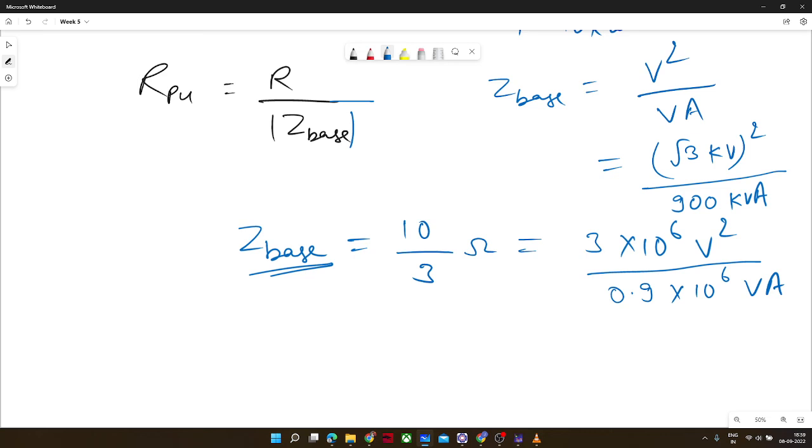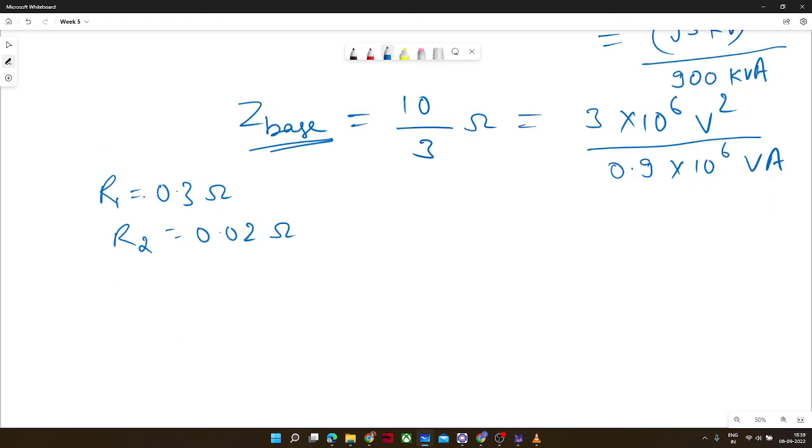Resistance per phase on high voltage side is given, that is equal to 0.3 ohm. So R1 is equal to 0.3 ohm, and R2 is equal to 0.02 ohm. R2 is 0.02 ohm. This is given. R1 is fine. Okay, but this all data in ohm, actual value, we need to convert in PU.